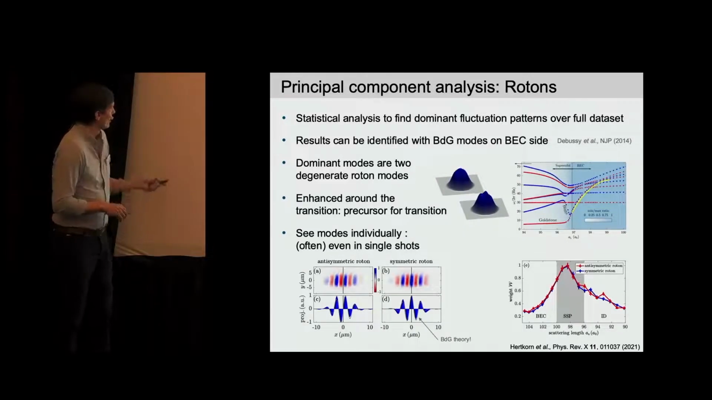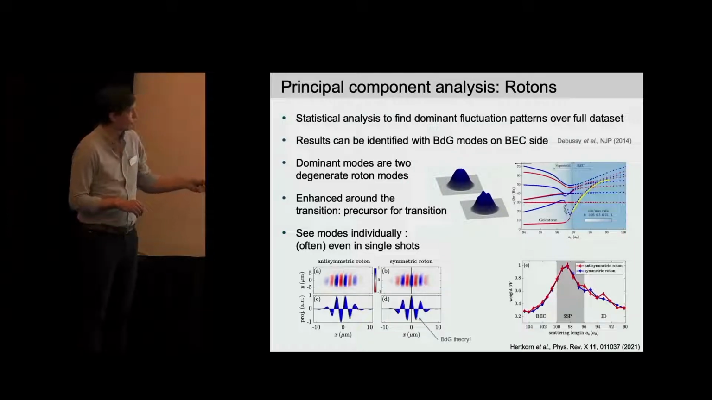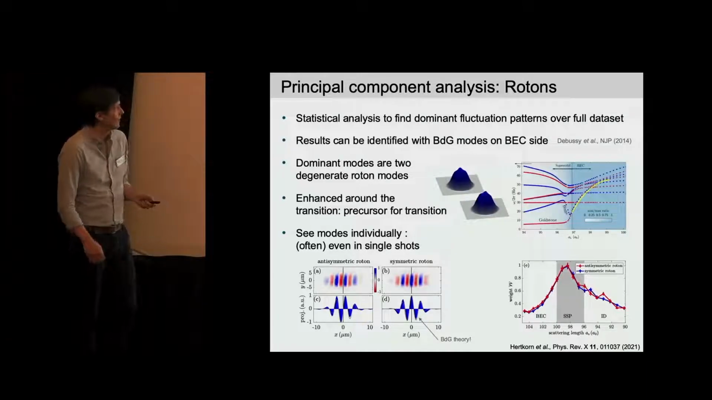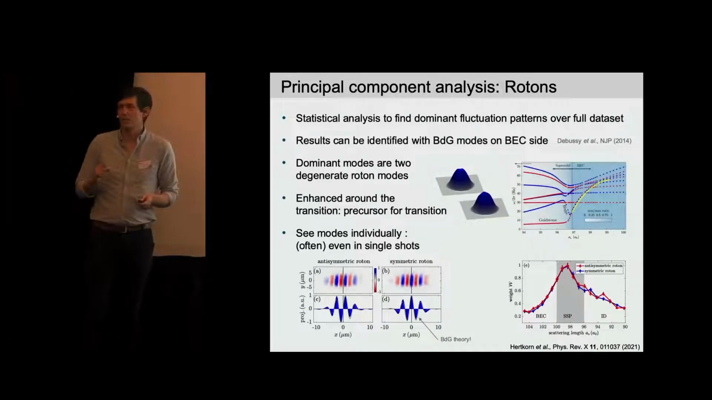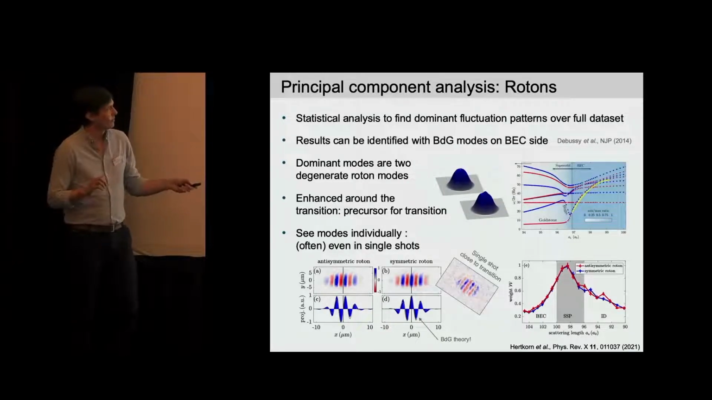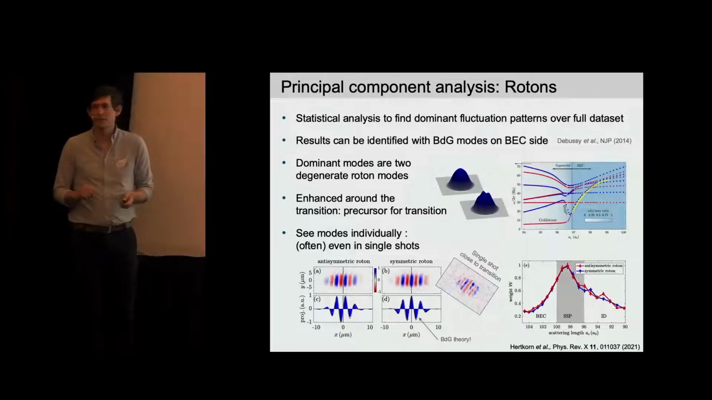We can actually also extract these patterns and compare them to Bogoliubov-de Gennes theory. You see they look very nice. One is symmetric, one is antisymmetric. And the fluctuations right at the transition point even get so strong that we can see a roton fluctuation pattern in single shots sometimes.